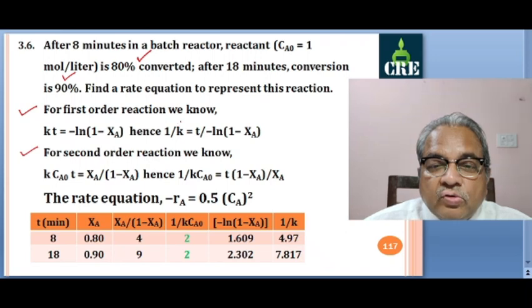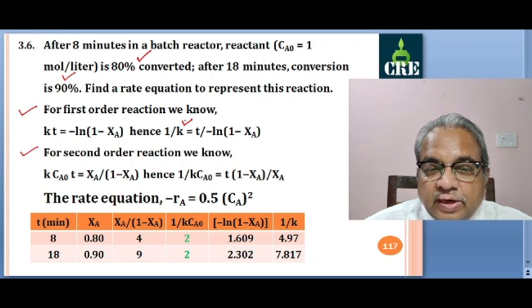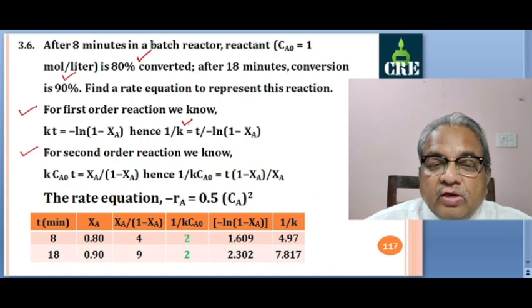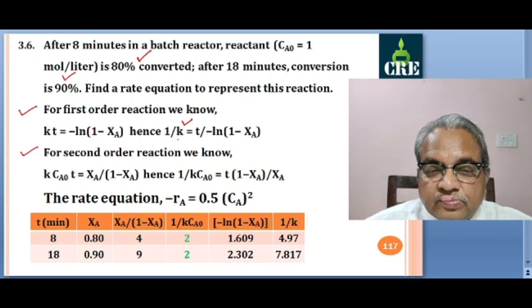So you can find out the K values from these points. You substitute X as 0.8 and T as 8 minutes. Then substitute X as 0.9 and T as 18 minutes. You get two different values of K for these cases. If the first order case is satisfied, then the K values should be the same, they should match.